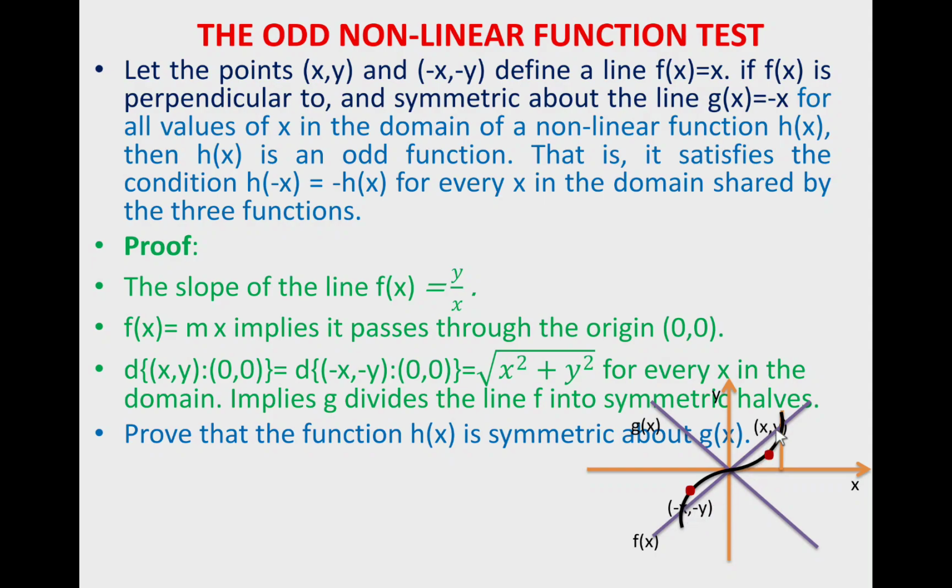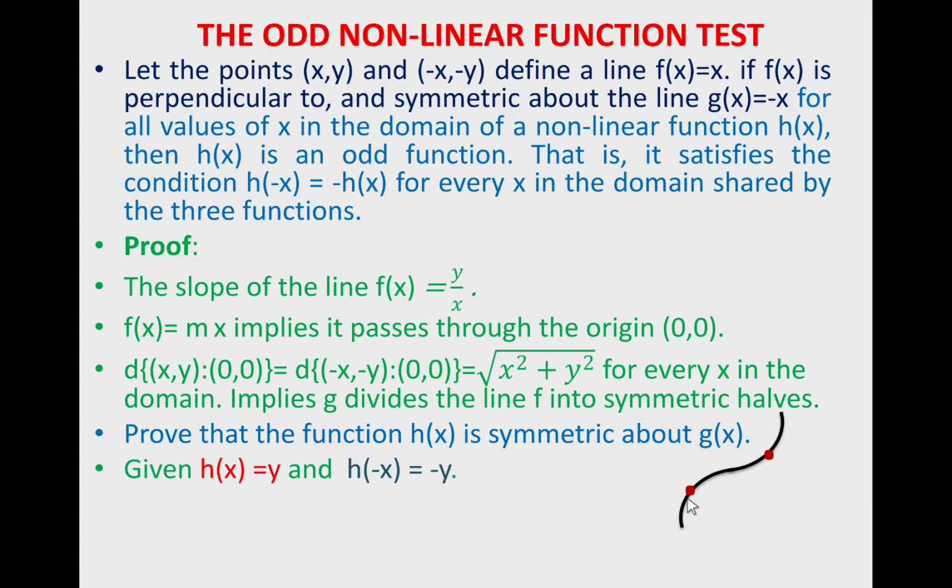Since they both lie on the curve, or on the graph, of the nonlinear function, we conclude that both of them are equidistant from g of x, based on the fact that they are also points in f of x. So that's enough for us to prove that h of x, which is the nonlinear function, is also an odd function. Let's go ahead and wrap this one up.